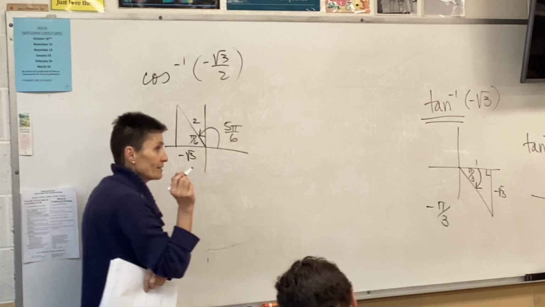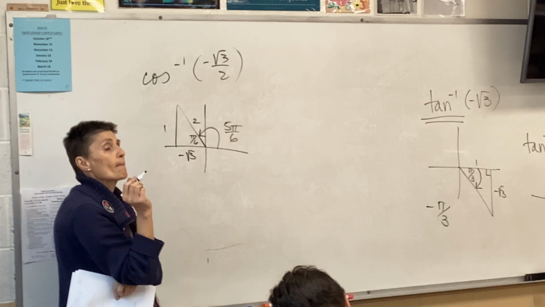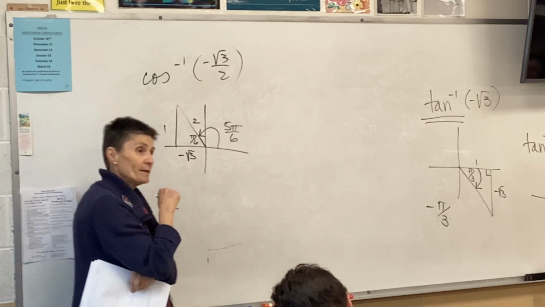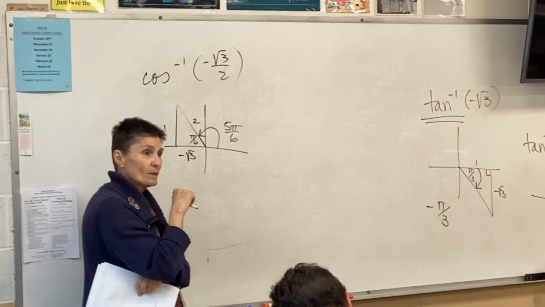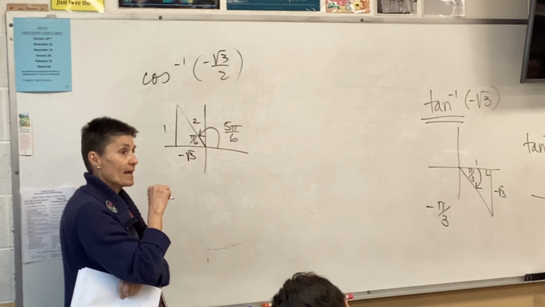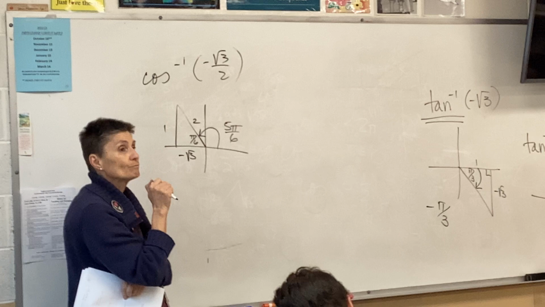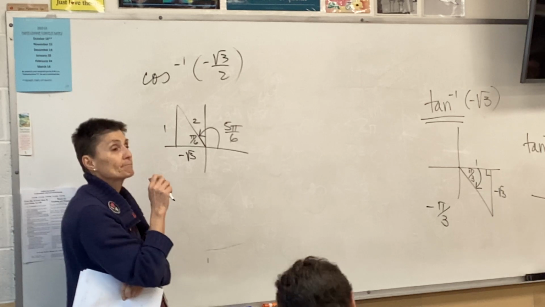And Maren, how did you get that one? Because it would be pi minus pi over 6, which is 5 pi over 6. That's exactly right. So pi over 6 would be your reference angle? Yep.